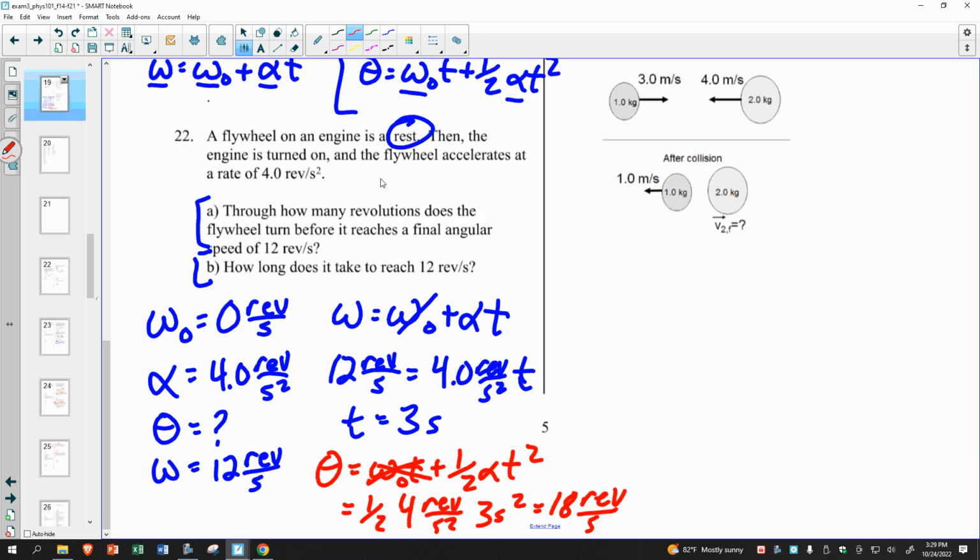It's only in the kinematics equations, because you see here that my units are all going to work out. I had revolutions per second squared, they cancel with those seconds squared and give me revolutions, not revolutions per second, just revolutions. So do your dimensional analysis to make sure your units work out.